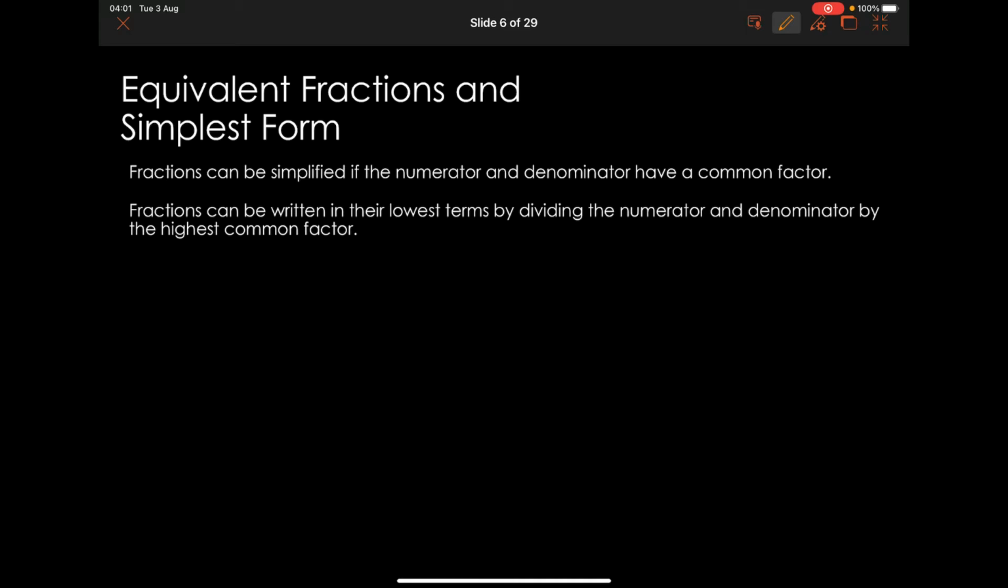Okay, so fractions can be simplified if the numerator and the denominator have the same factor, as you've noticed, either through multiplication or division. Fractions can be written in their lowest terms by dividing the numerator and denominator by the highest common factor, okay? So basically, as we've just done on the previous page, you can either multiply by a number to get an equivalent fraction, or you can divide, but it has to be the same number on the top and on the bottom.